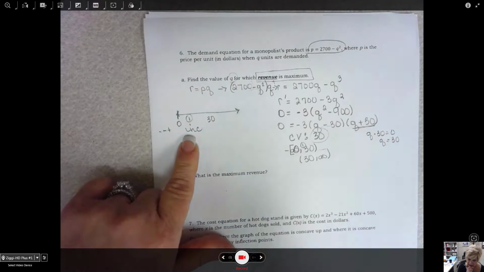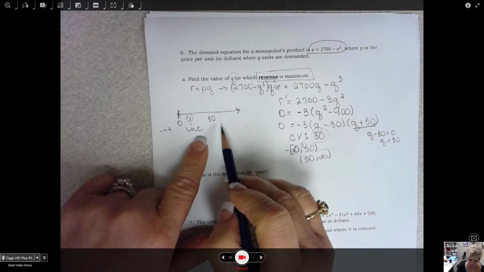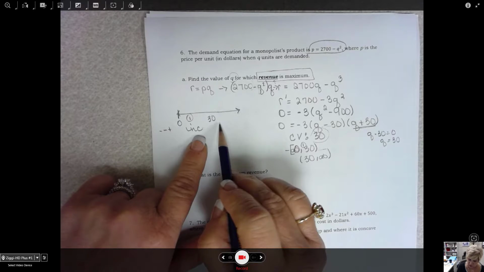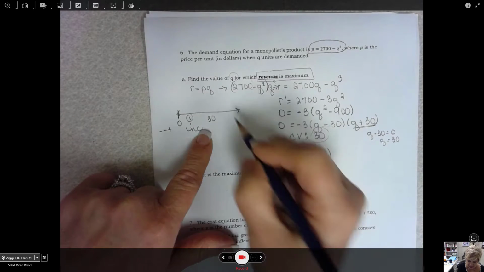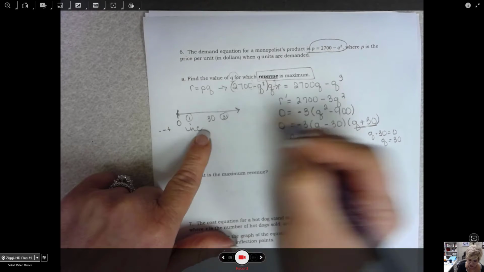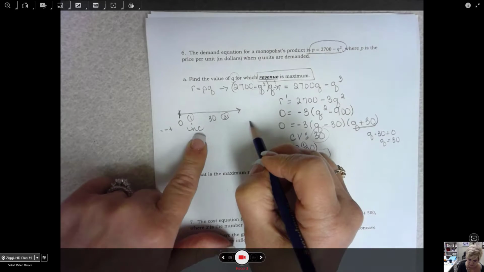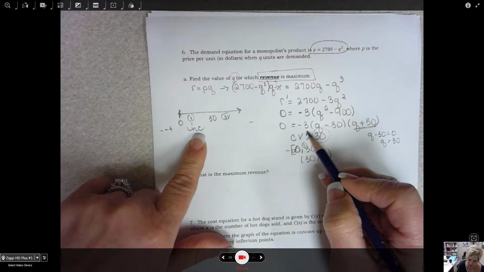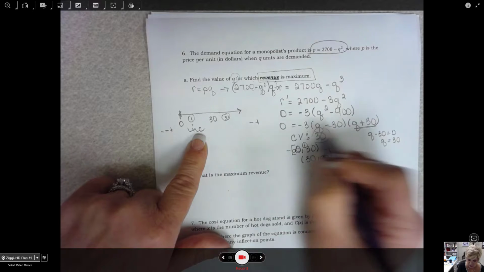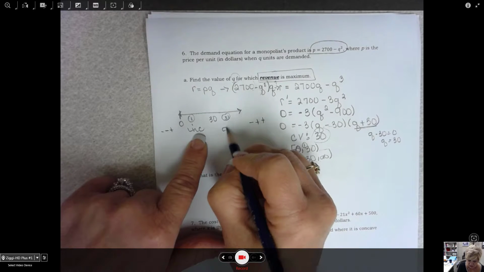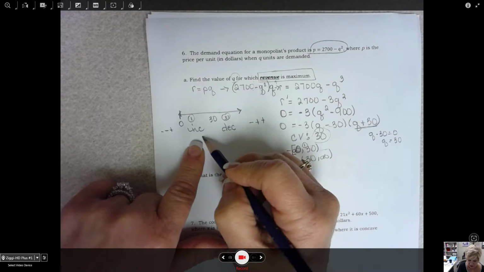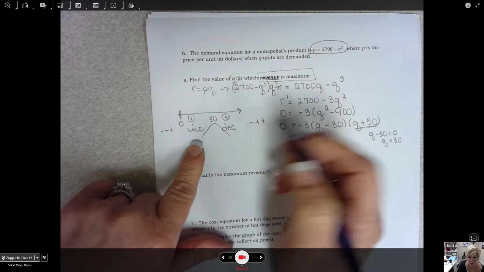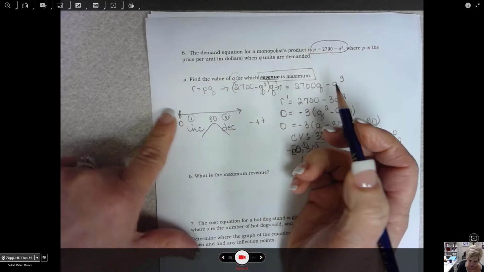My revenue would be decreasing after that, I believe. If we have a test value here, we have a negative factor, a positive factor, another positive factor. So my revenue would be decreasing here. So 30 is a relative maxima.